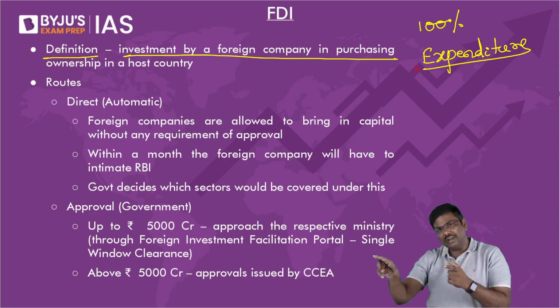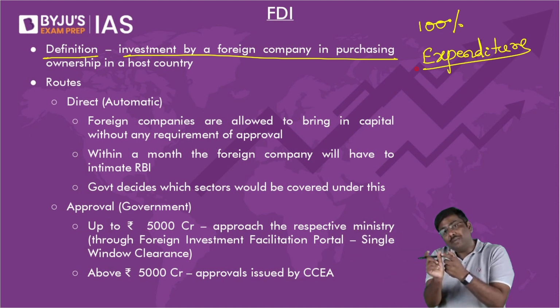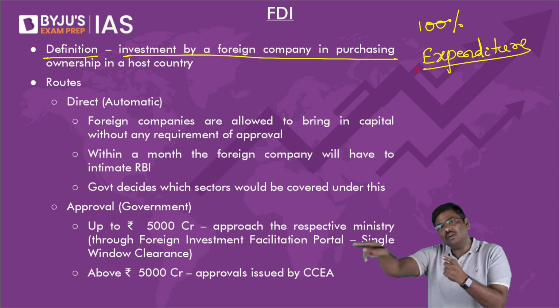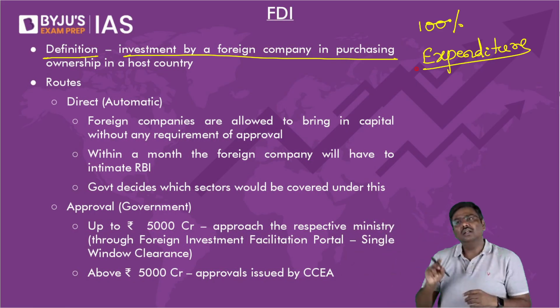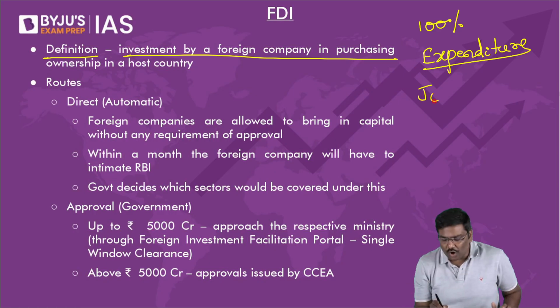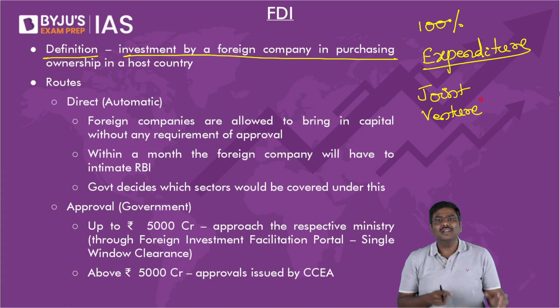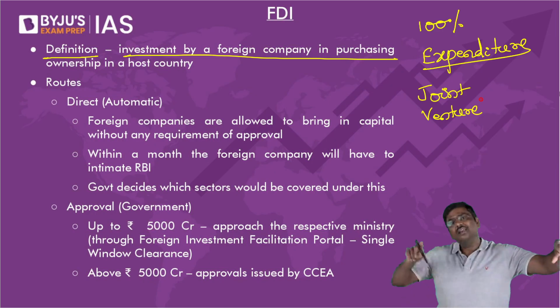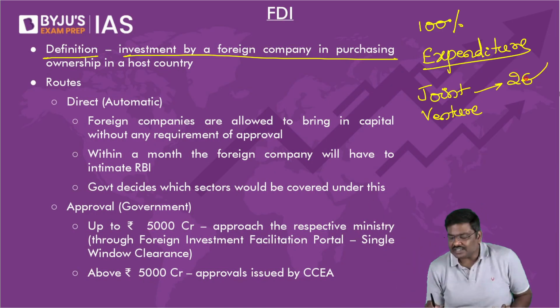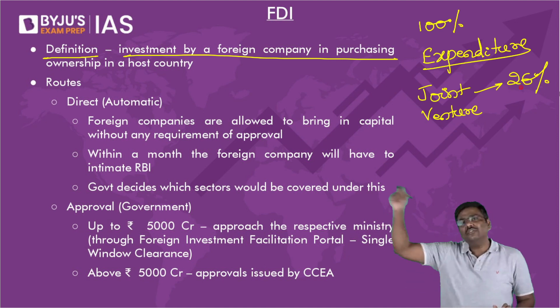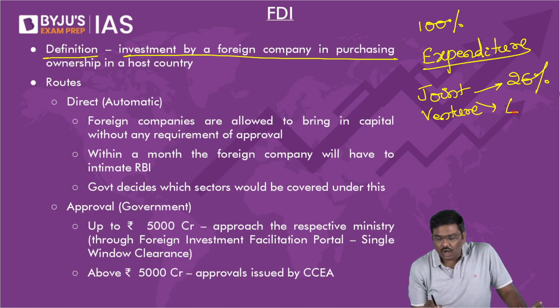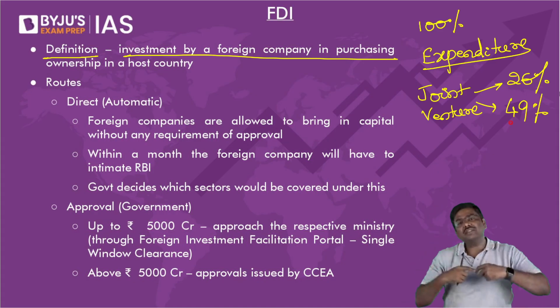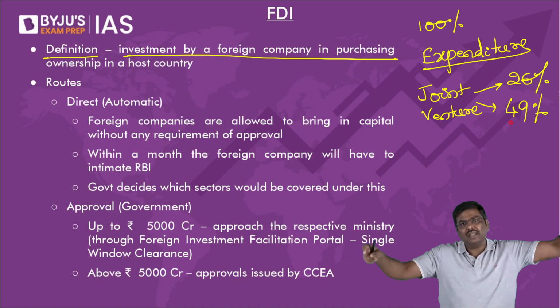Second one, they come to India and, rather than setting up a new company, they simply open an office in India. Whatever money is required to operate the office will be provided by the foreign company. Third, they come to India and enter into a joint venture with an Indian company. Joint venture means some of the ownership is with the Indian company, the remaining with the foreign company. Let's say 26% with the Indian company, 74% with the foreign company, or 26% with the foreign company, remaining with the Indian company. Or what about 49% owned by the foreign company, 51% by the Indian company, or vice versa.